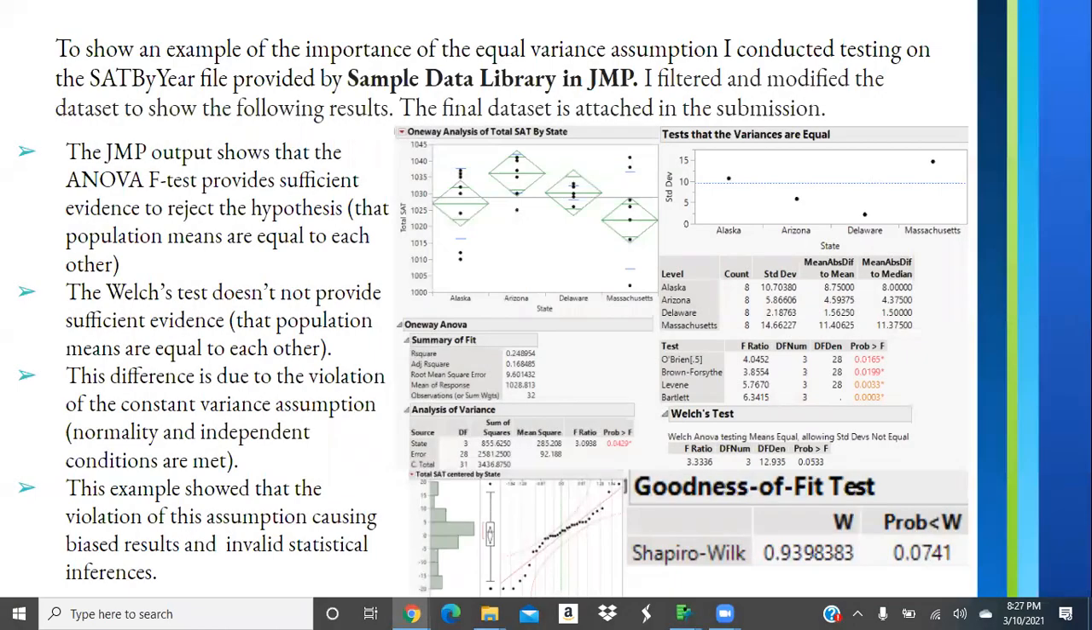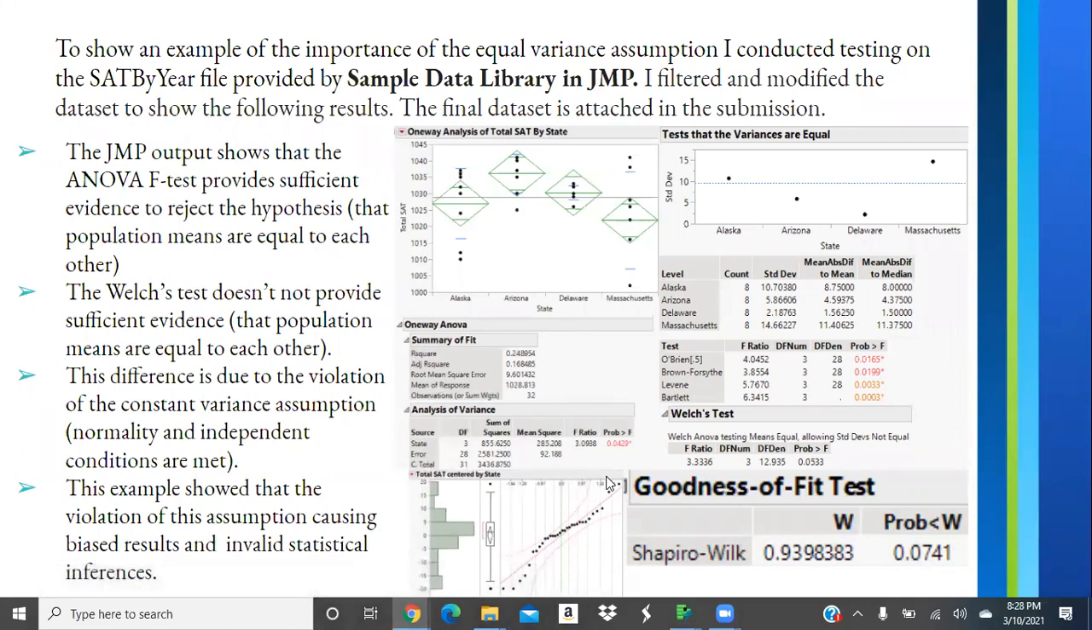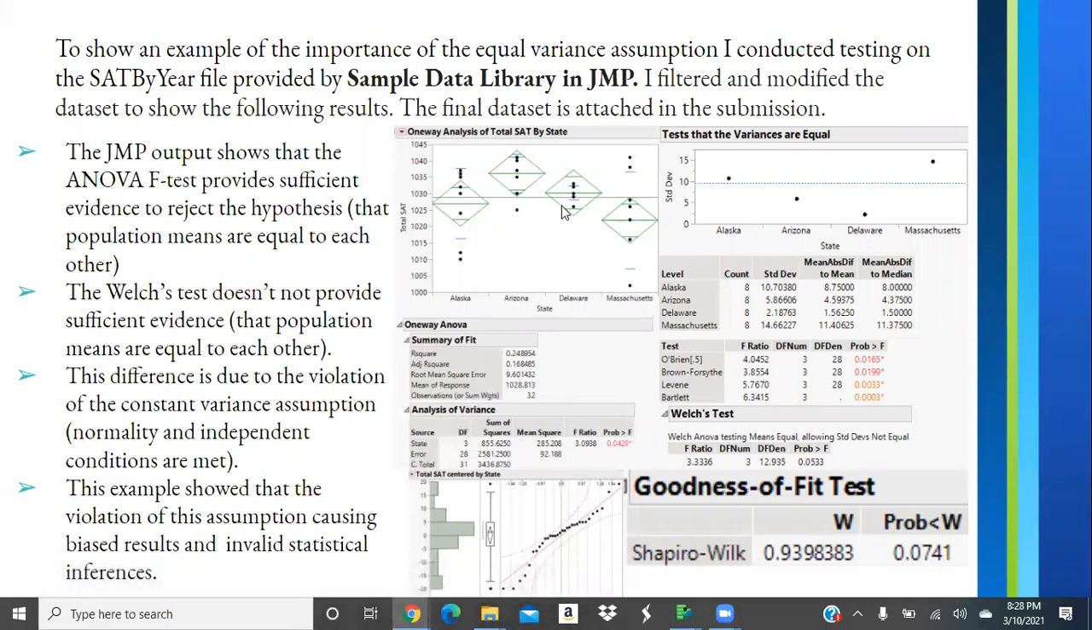To show an example of the importance of the equal variance assumption, I conducted testing on the SAT by year file provided by the sample data in JMP. I filtered and modified the dataset to show the following results. The final dataset is attached in the submissions. So the JMP output shows that the ANOVA F test provides sufficient evidence to reject the hypothesis. This is shown right here, the low p-value based off of the F ratio.